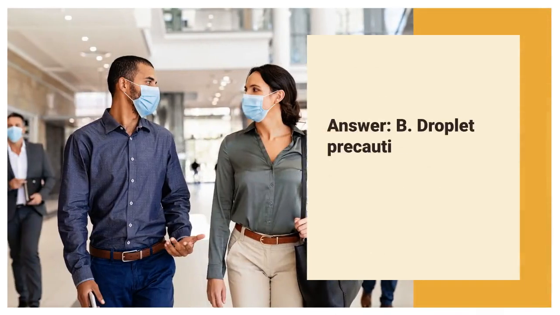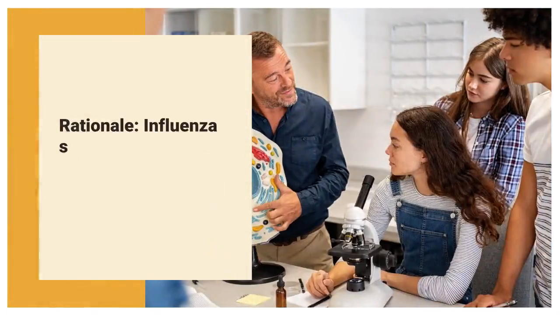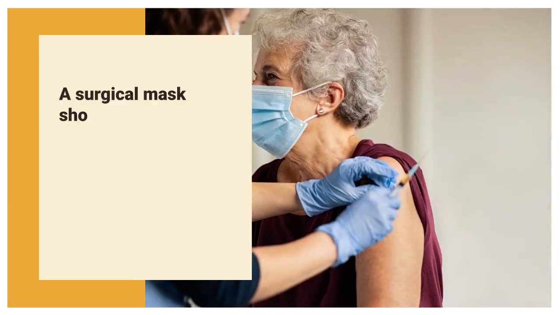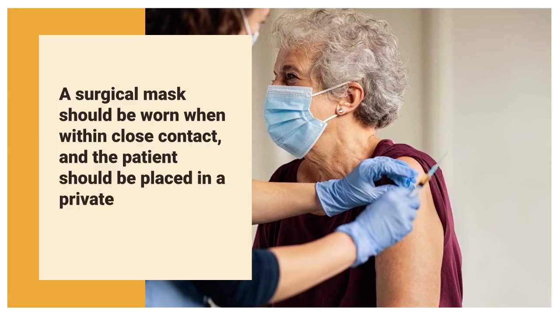Answer B. Droplet precautions with surgical mask within 3 feet. Rationale: influenza spreads through large respiratory droplets. A surgical mask should be worn when within close contact, and the patient should be placed in a private room if possible.